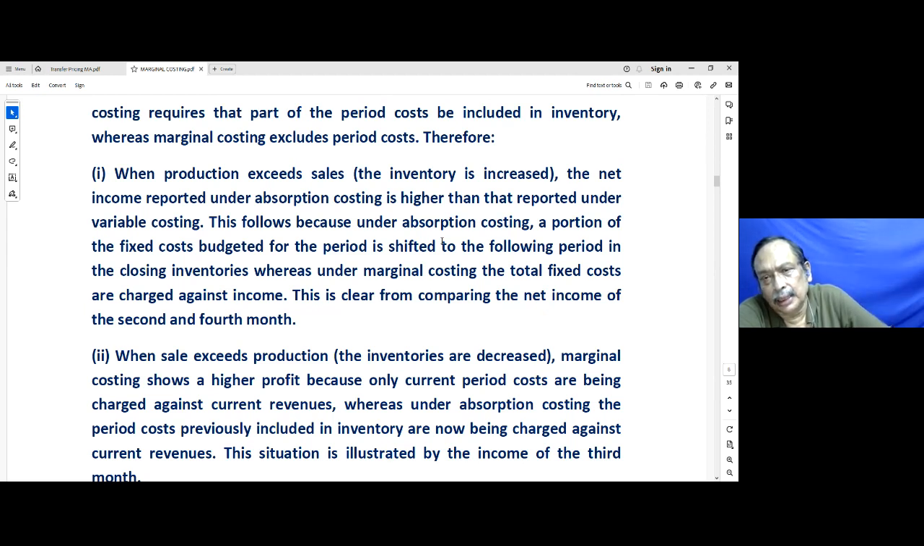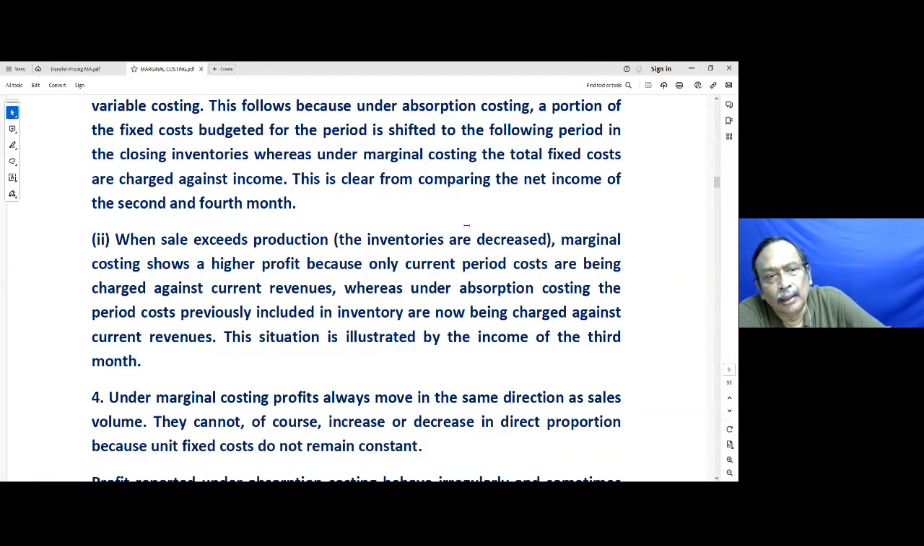This follows because under absorption costing, a proportion of the fixed cost budgeted for the period is shifted to the following period in the closing inventories, whereas under marginal costing, the total fixed costs are charged against income. This is clear from comparing the net income of the second and fourth month. When sales exceed production, the inventories are decreased. Marginal costing shows a higher profit because only current period costs are being charged against current revenues, whereas under absorption costing, the period costs previously included in inventory are now being charged against current revenues.